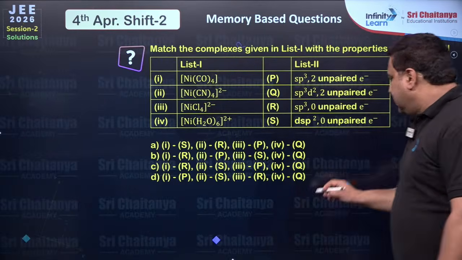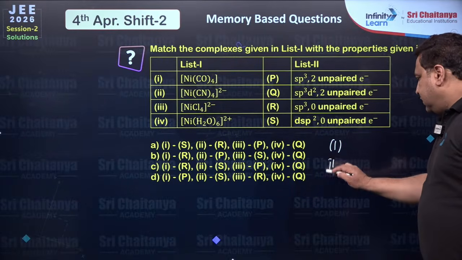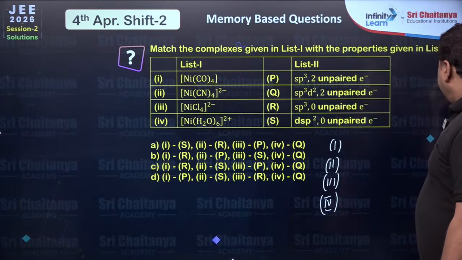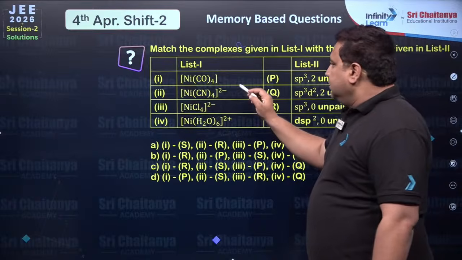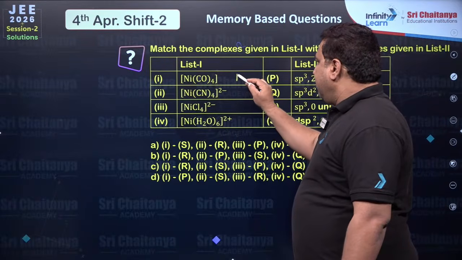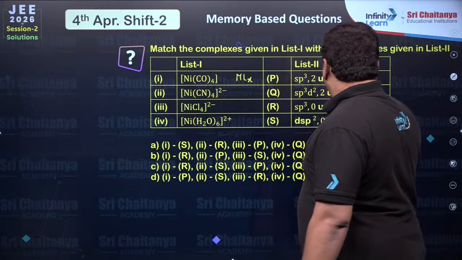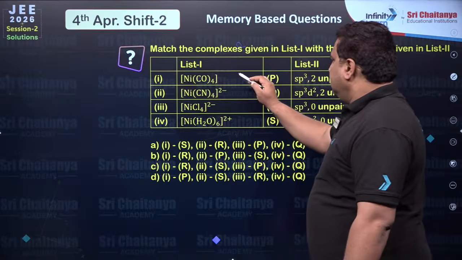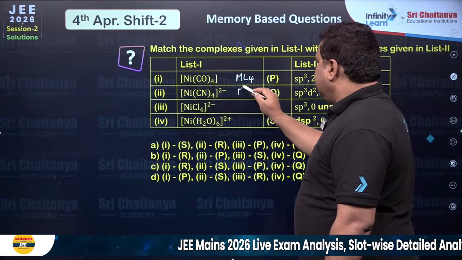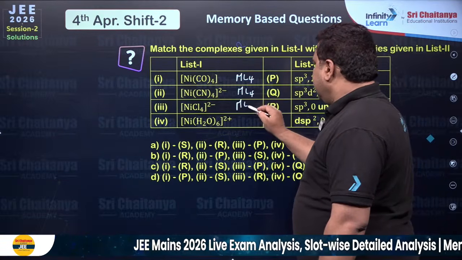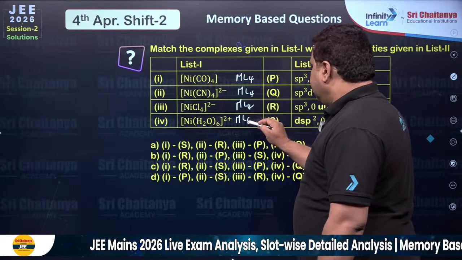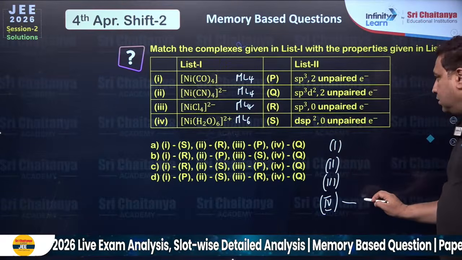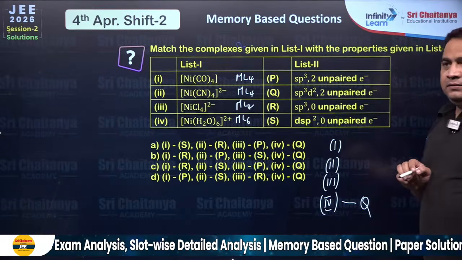Okay, so here you can see first one, second one, third one, and fourth one. Even a mad fellow will say that this is an MLX complex. Yes or no? MLX means ML4, no? This is ML4, this is ML4, this is ML4, and this is ML6. So obviously 4 must be Q. A mad fellow will also tell.